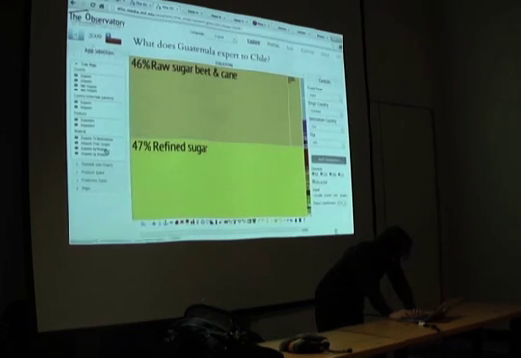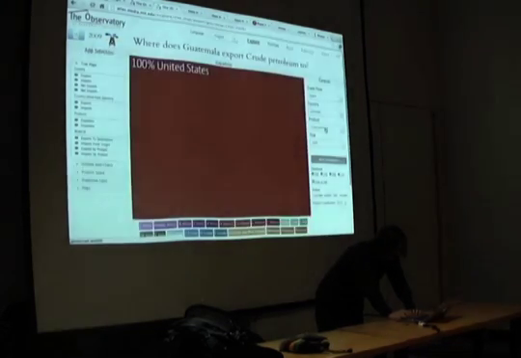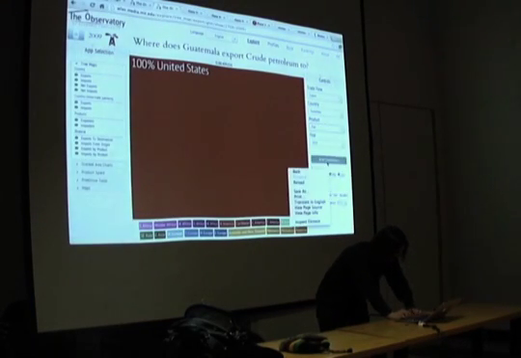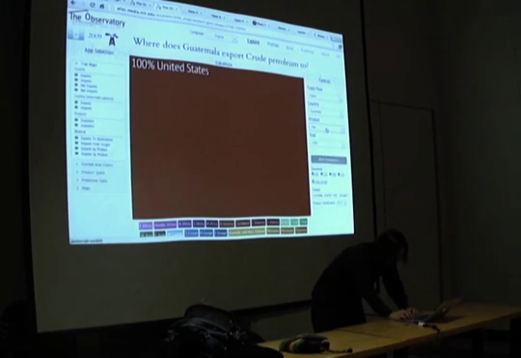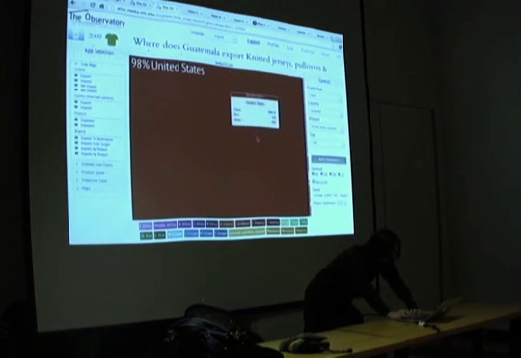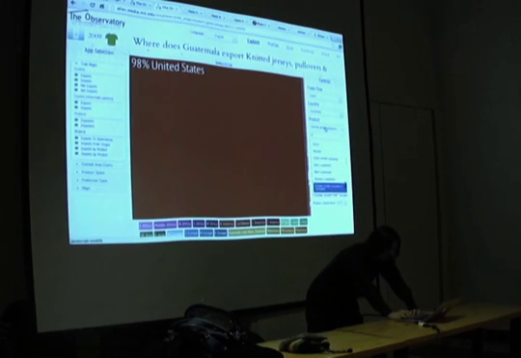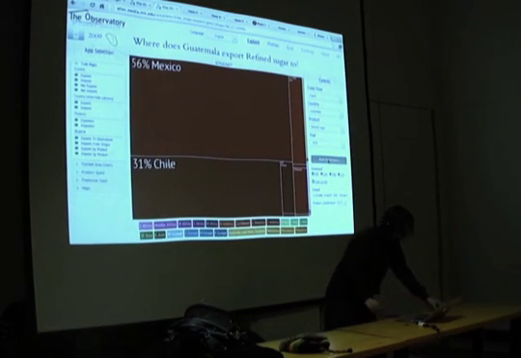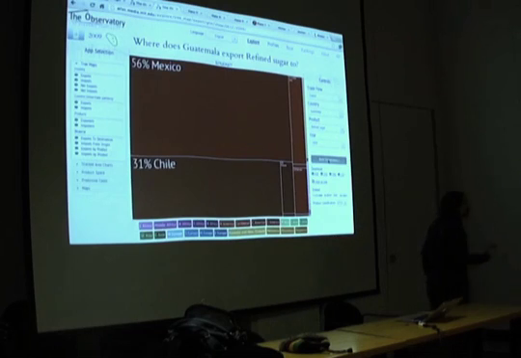But then I can also ask myself where does Guatemala export petroleum, or where does Guatemala export, let's say, knitted jerseys and pullovers and cardigans, which we know is one of the exports. They end up mostly in the United States. 98% end up in the United States. If we look at, let's say, refined sugar, Mexico and Chile.